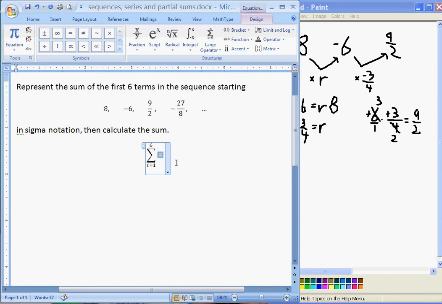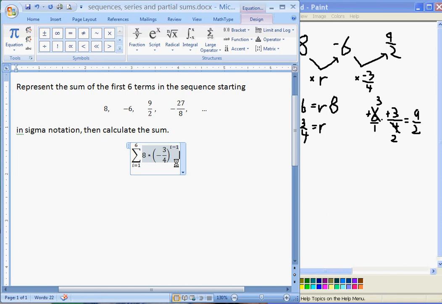Now, as for what the particular terms are, you'll remember that geometric sequences can be calculated by taking the first term and multiplying by the common ratio raised to the i minus first power for the ith term. So that is sigma notation.